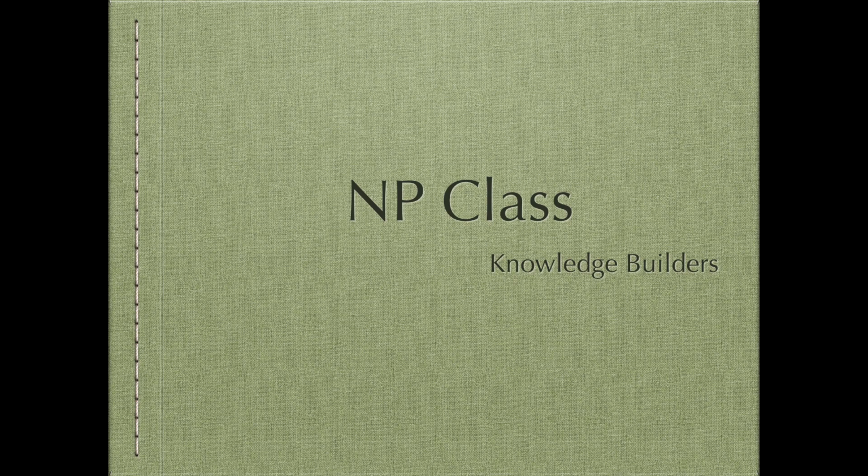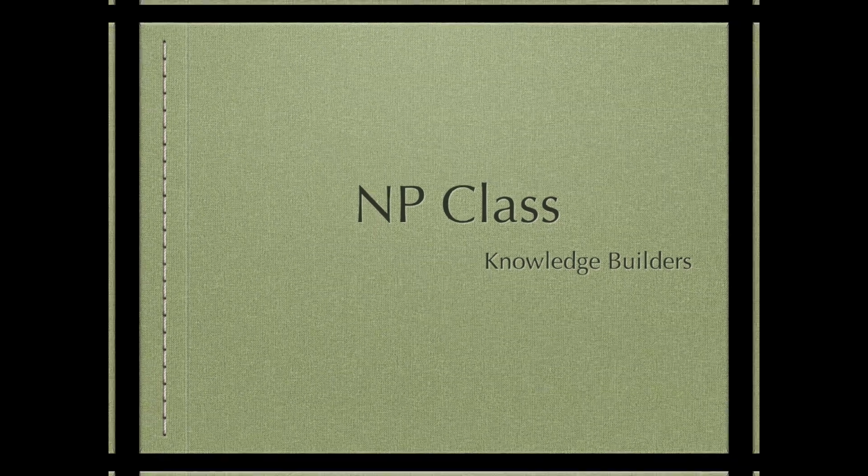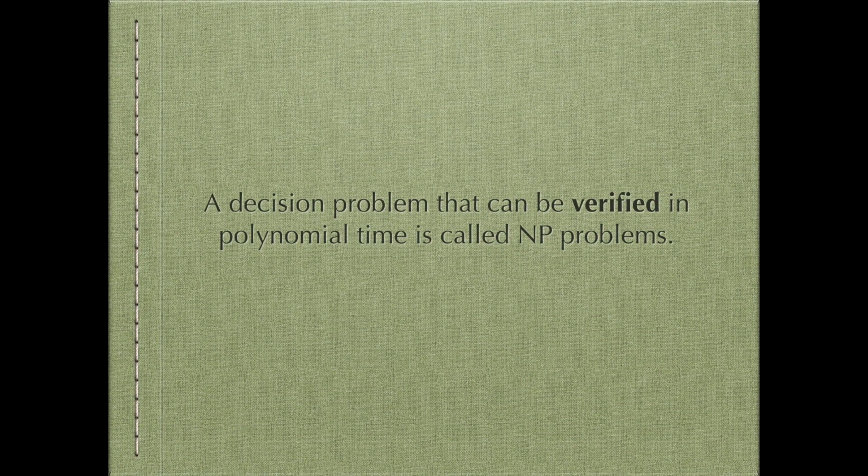NP stands for non-deterministic polynomial time solvable problems. P type of problem was that you could solve that problem in polynomial time. NP type of problem is a problem that is hardly solvable in polynomial time. We wish that it is solvable in polynomial time, but it's not. But it can be verified in polynomial time. That's called an NP problem.